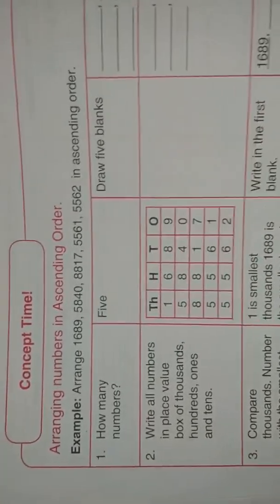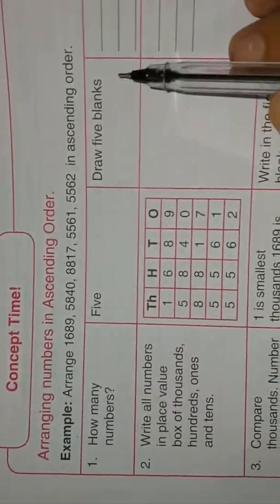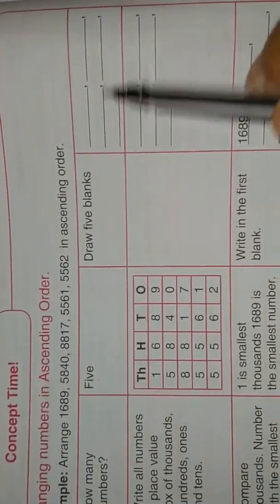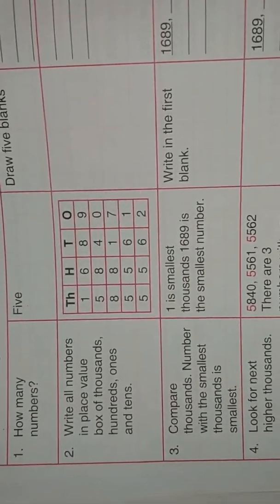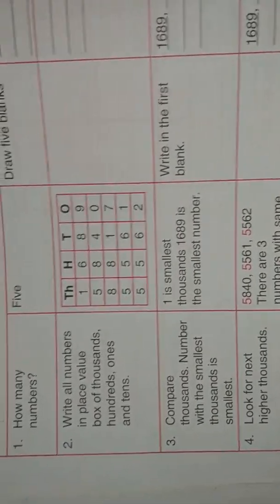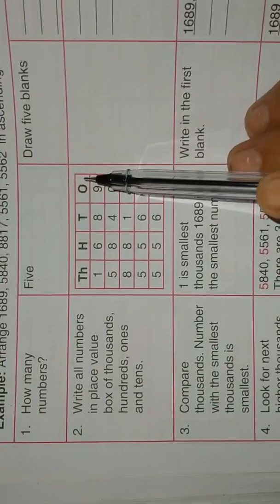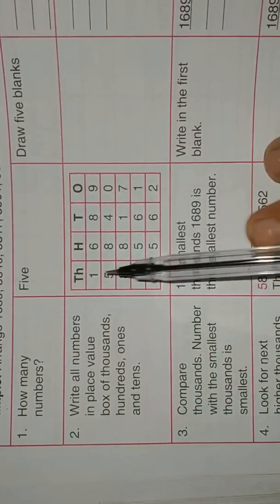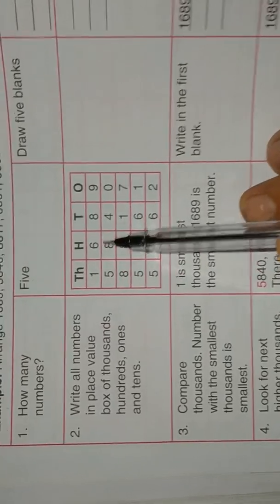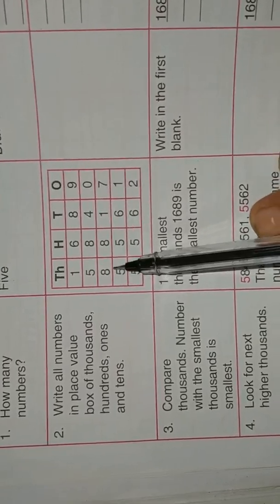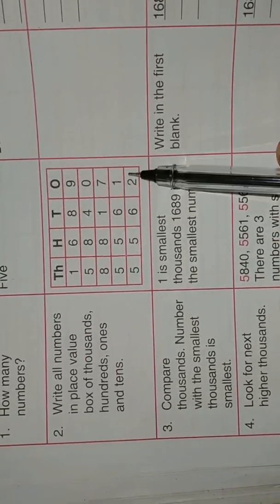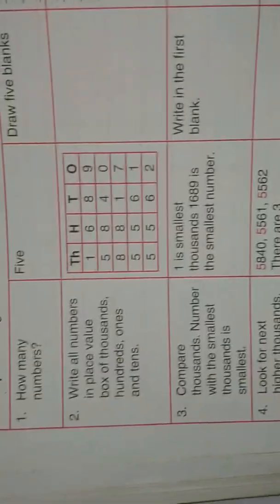So students, first of all we have to identify how many numbers are there. There are 5 numbers, so we have to draw 5 blanks. How many blanks? 1, 2, 3, 4, 5. Then we write the numbers in the place value box of thousands, hundreds, tens and ones. So we have to write 1689, 5840, 8817, 5561, 5562.